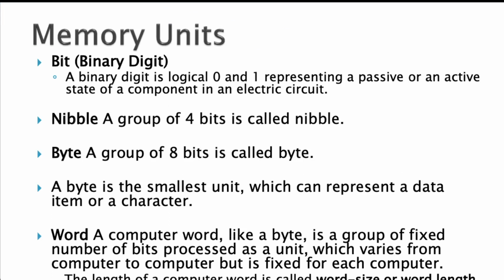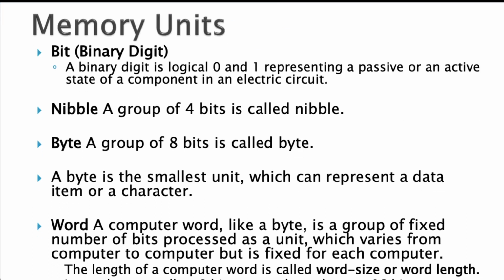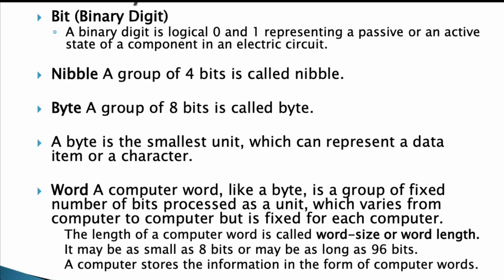Whenever you talk of memory units, the lowest one is called the bit, otherwise called the binary digit. Bits are very much obvious. Computers can only understand bits. When I say binary digit, 0 and 1. 0 might represent a passive state, 1 might represent an active state in an electric circuit. 4 bits make a nibble, 8 bits make a byte, and the byte is considered to be the smallest unit that can represent a data item or a character.